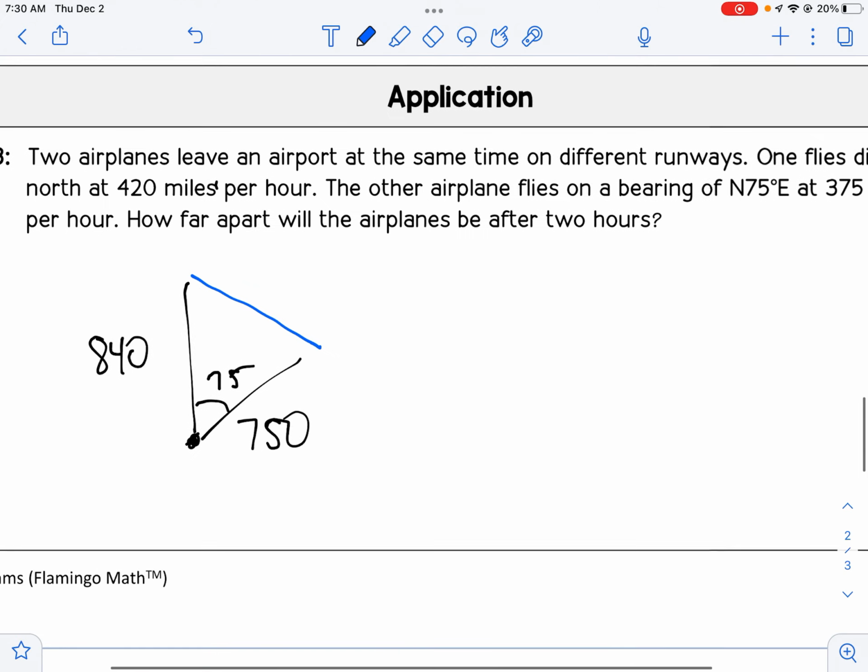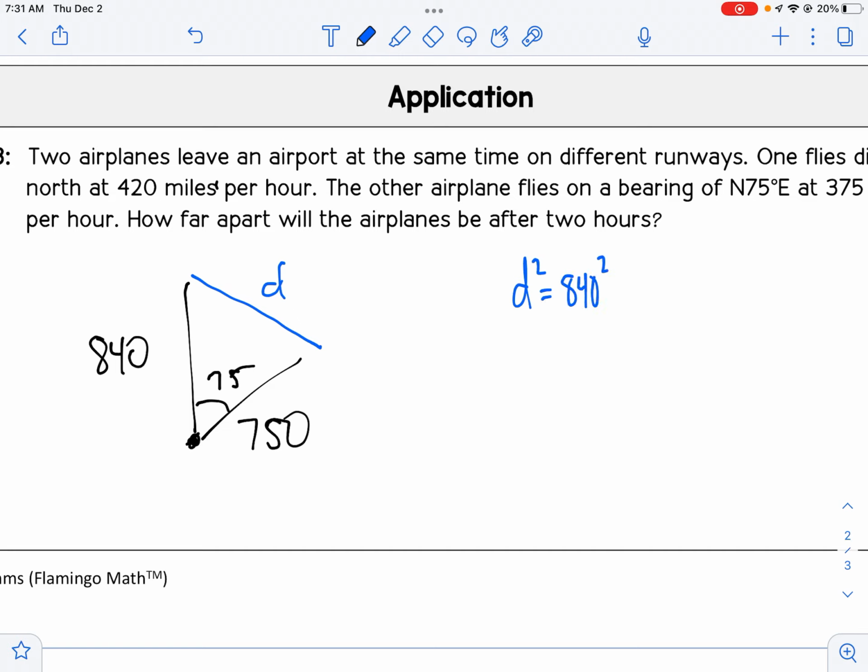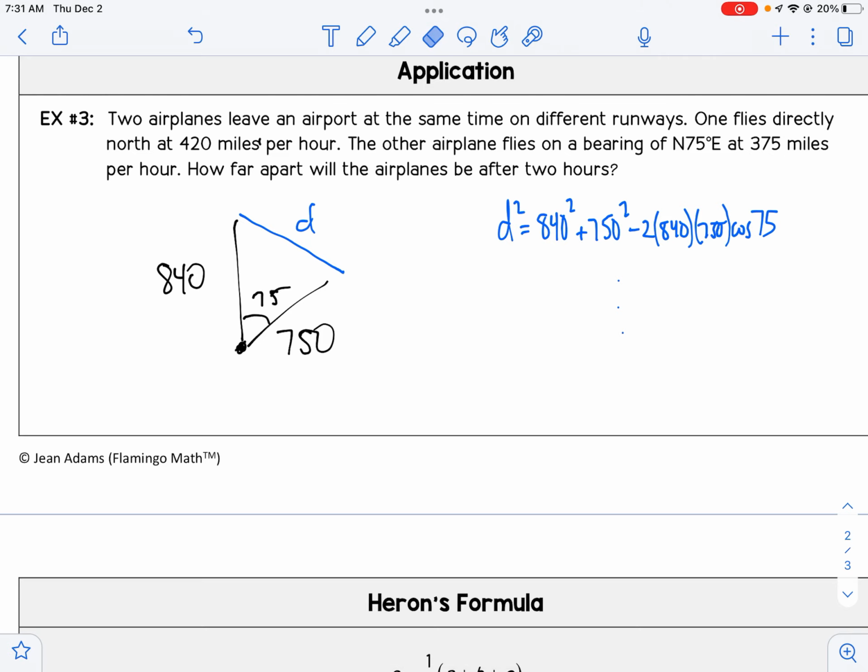Okay, so I would be using the formula that allows for side-angle-side, right? That's the one that looks like this: d squared equals 840 squared plus 750 squared minus 2 times 840 times 750 times the cosine of 75. All right, and then I would solve that for d squared. I'm not going to do that for you. I think you can handle that.